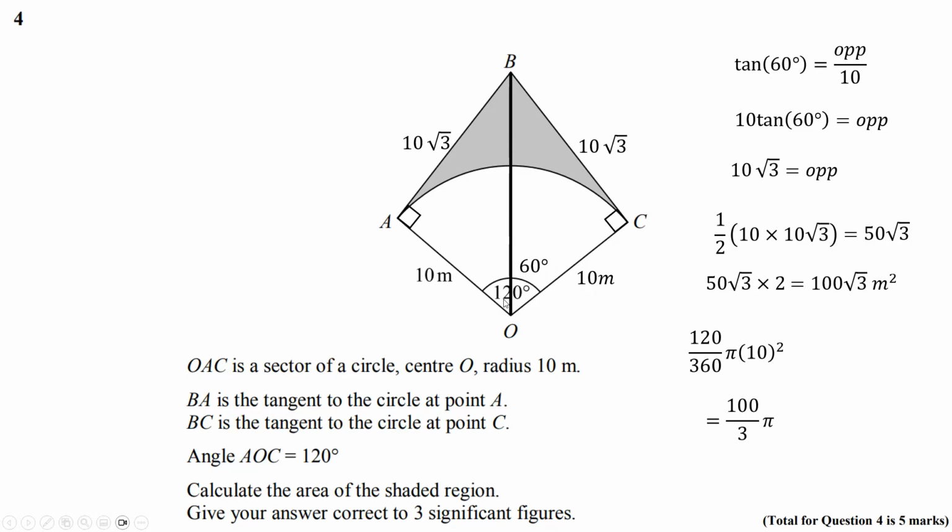So now let's do the total area, which is 100 root 3. Take away the area of the sector, which is this, to give us the area of the shaded region. And if you put that into a calculator, you'll get 68.5 meters squared to 3 significant figures.